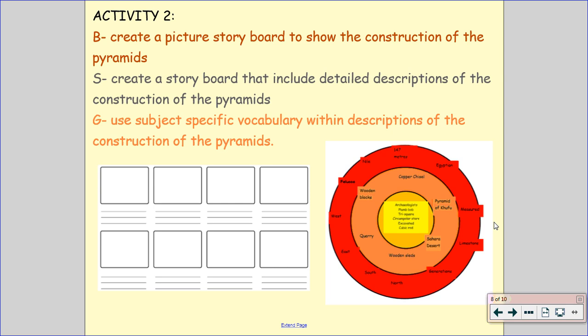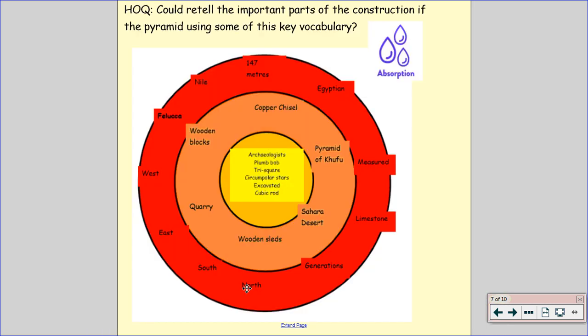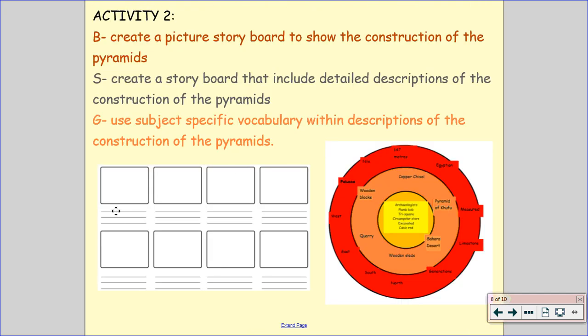Silver, you're going to create a storyboard that includes detailed descriptions of the construction of the pyramid. So a bit like this storyboard down here, you draw the picture and then tell me what's going on in that picture underneath. And then gold, you're going to be using subject-specific vocabulary within those descriptions. So going back to our vocabulary bullseye, you're going to be using some of this really technical vocabulary within your descriptions down the bottom. Okay?